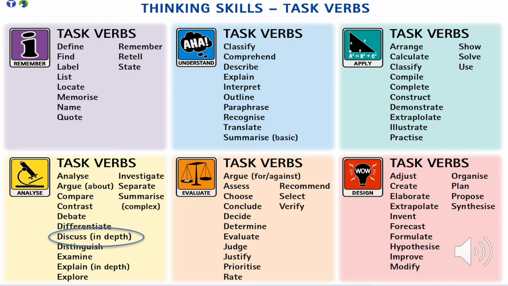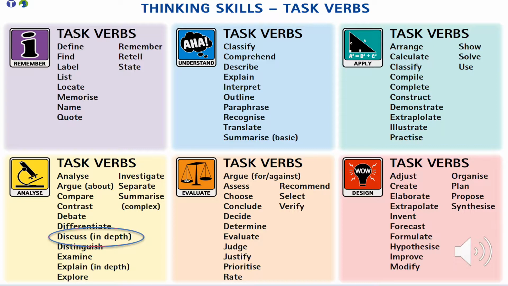Definitions, first of all. Thinking skills, well, these are the verbs. I use Bloom's, so there you see Bloom's. The remember verbs, the understand verbs, the apply verbs. Then high order thinking, analyze verbs such as discuss, task verbs for evaluate, and the skills of design.